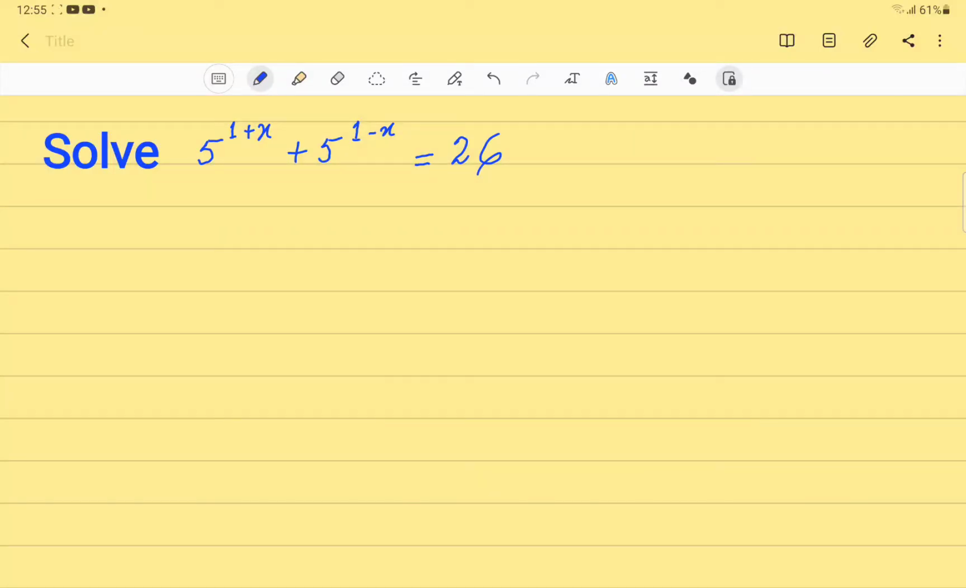Today we are going to solve an exponential equation which is 5 raised to power 1 plus x plus 5 raised to power 1 minus x is equal to 26. So let's get on with our solution.